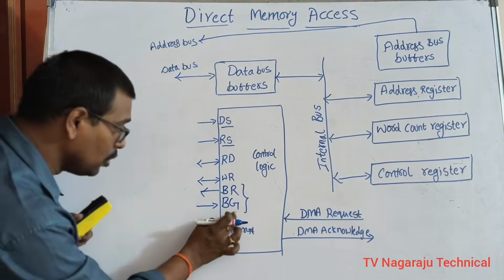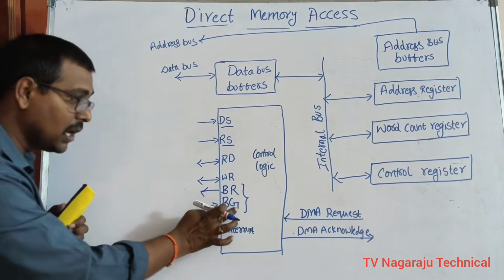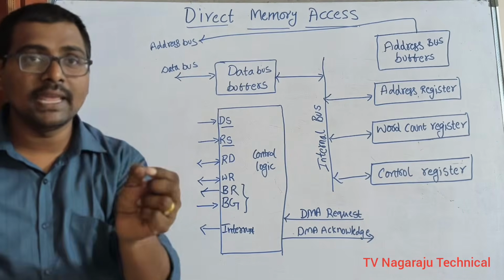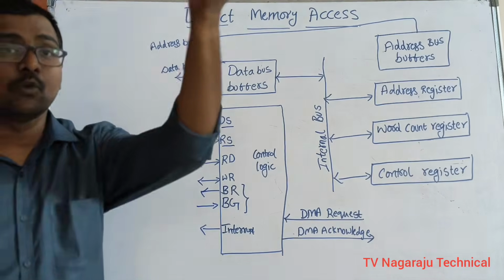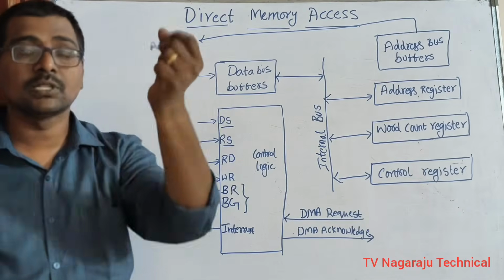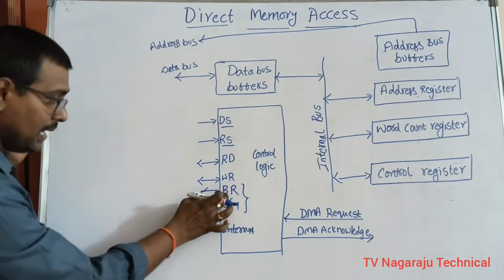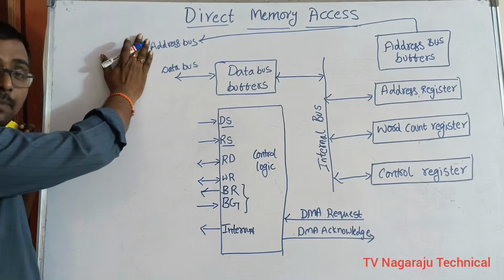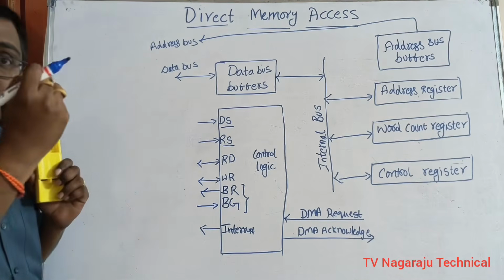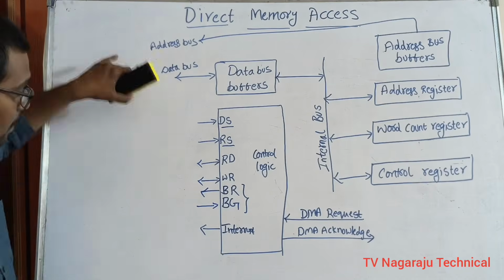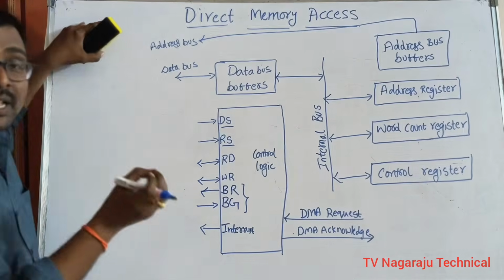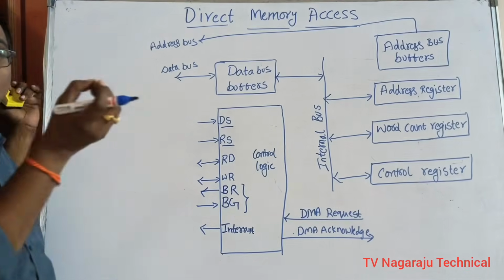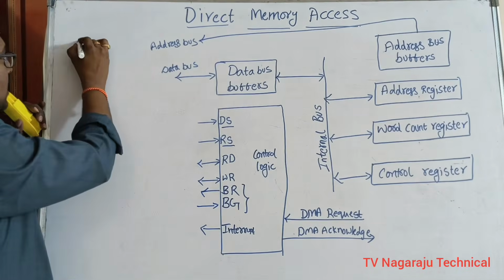And the two most important are bus request and bus grant. Bus request means whenever the DMA controller requests the bus, that is the memory bus, from the CPU, it simply enables the bus request line. This request is given to the CPU. Once the request is received, the CPU gives the bus grant, that is, whether the bus is granted to the DMA controller or not, based on its value.